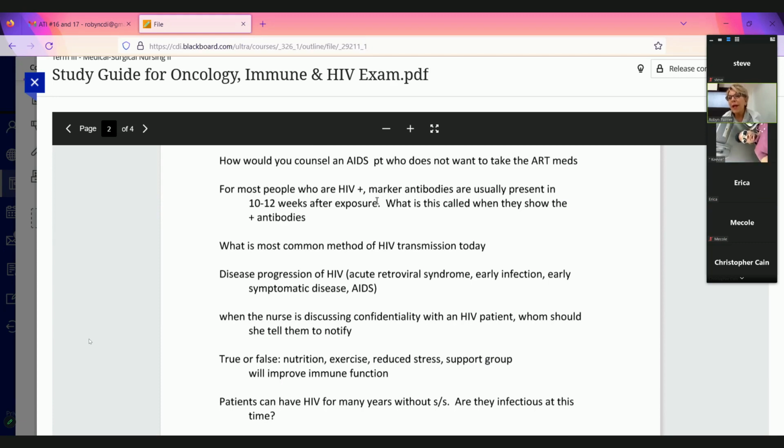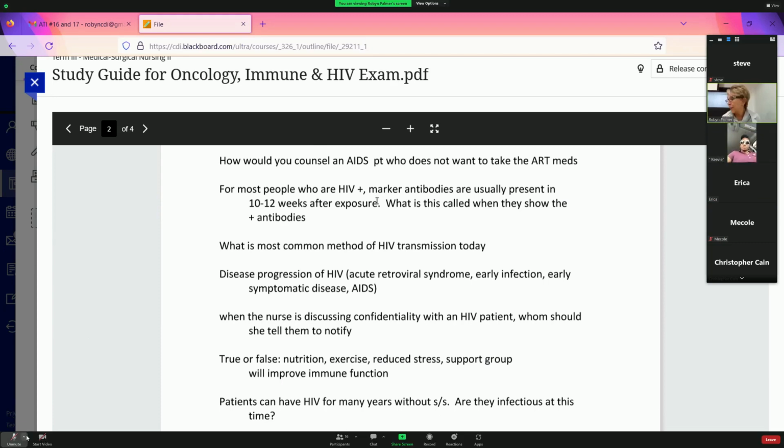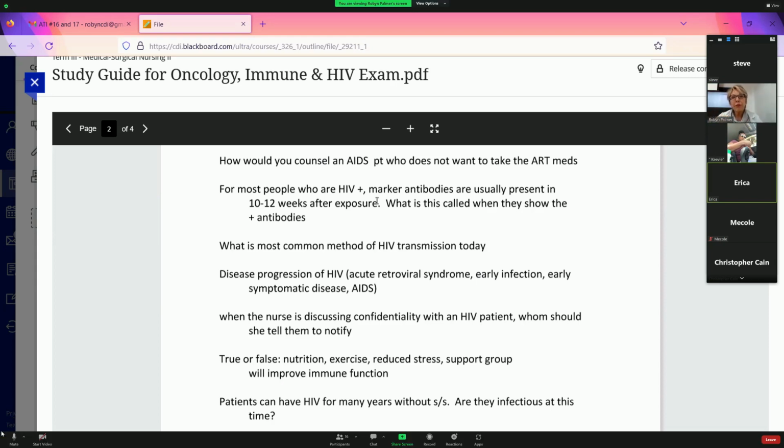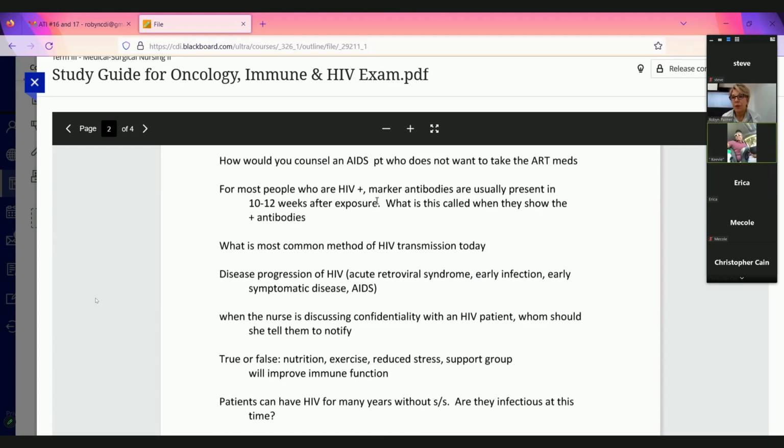What would you tell a patient who says, "I don't want to take my ARTs"? It's lifelong. You have to take it for life so the disease won't progress. Right. It's lifelong and it's life saving. If they don't want to take their ARTs, they can convert. HIV negative can convert to HIV positive, and HIV can progress to AIDS. So we do encourage our patients to take it.